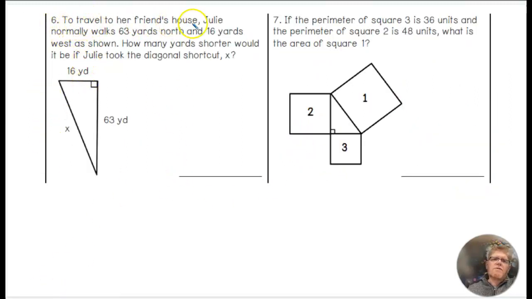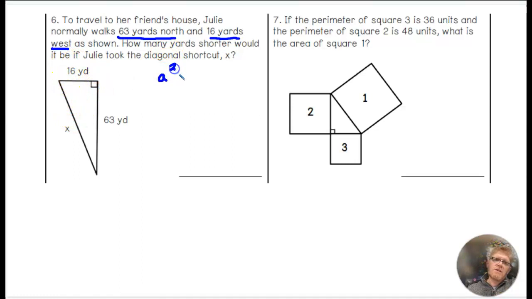Number 6, to travel to her friend's house, Julie normally walks 63 yards north and 16 yards west, as shown. So she's traveling north here and then west. How many yards shorter would it be if she just took the diagonal shortcut, right? What about this? Well, what do I want to know? I want to know the distance from here to here. That is the hypotenuse of a right triangle with 2 legs.